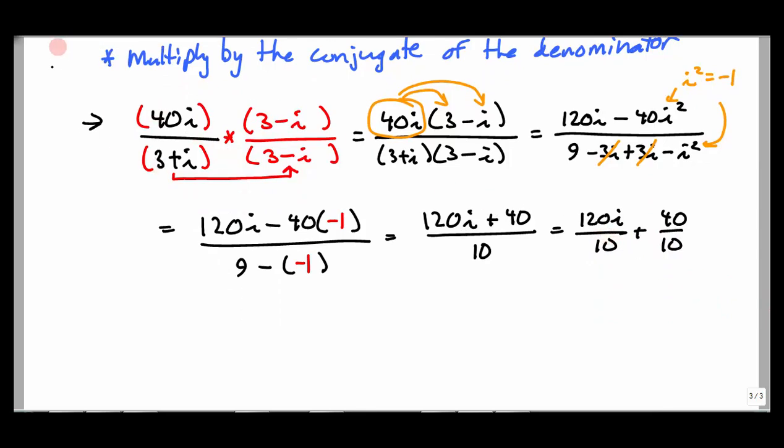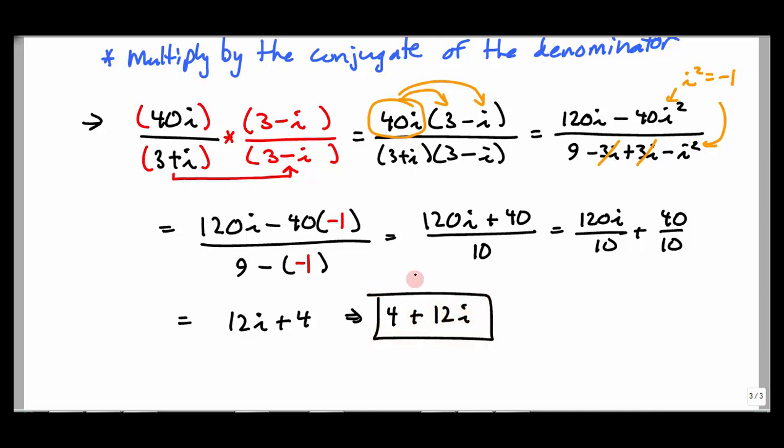Well, 120 divided by 10 is just 12, so this is 12i. 40 divided by 10 is 4. And again, it has to be in a plus bi form, so 4 plus 12i. Remember, it has to be in a plus bi form, so I can't leave this as a fraction. If you want to get credit for it, you actually need to simplify this.